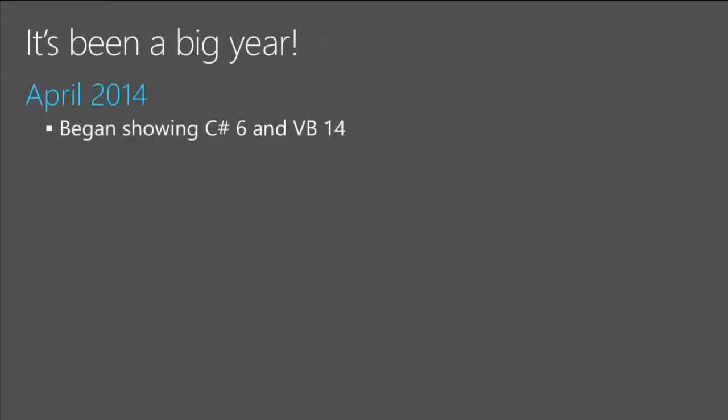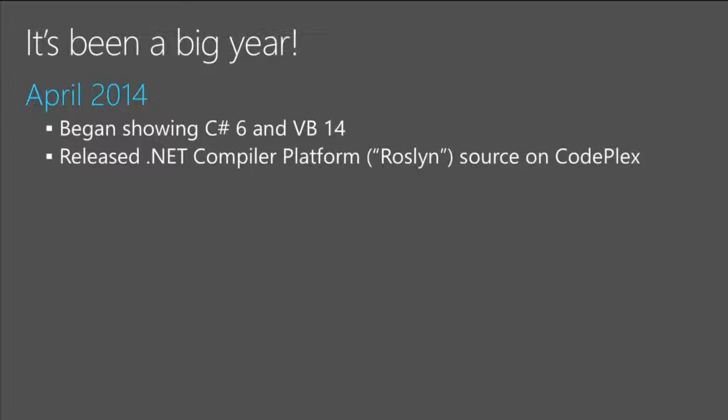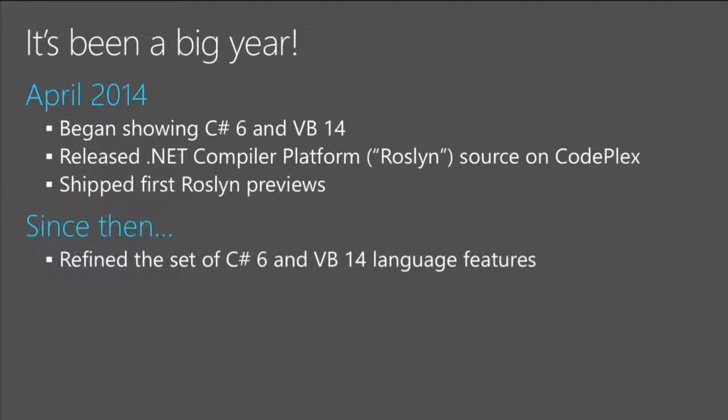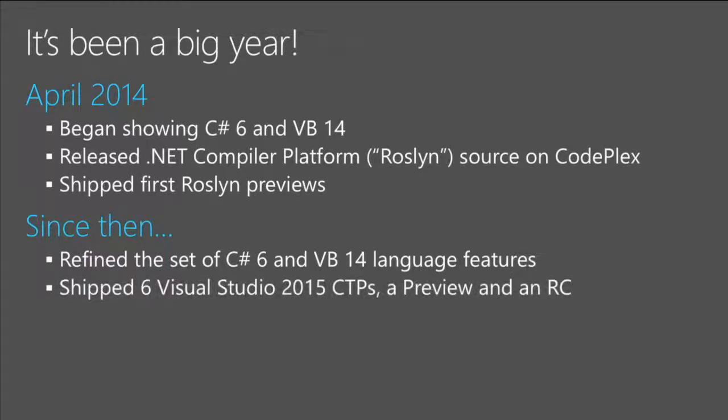What I'm going to talk about here is essentially, there's a little backstory to it. We essentially came out a year ago starting to talk and show about C# 6 and Visual Basic 14. We released what we call the .NET compiler platform. Essentially, the C# and Visual Basic compilers, we released them open source at that time. We went out on CodePlex first, and we shipped some previews with that included new language features, new IDE features, and so on. And since then, we've been churning on the language features based on previews, many previews that came out, and feedback from people, and so on.